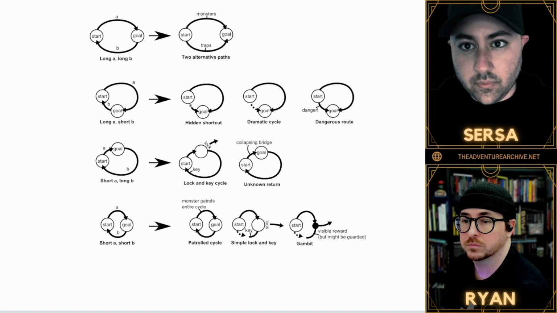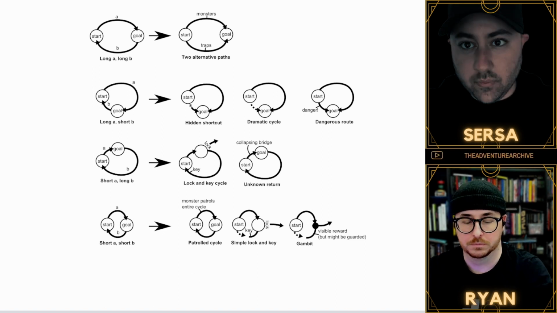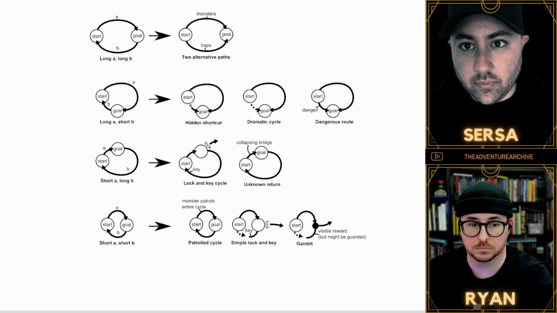Dramatic cycle, one of my favorites, where you can see the goal, but you can't get to it. You've got to make your way around. And then you have that very rewarding moment of, oh shit, we made our way around and now we're here. Lock and key, those sorts of things.